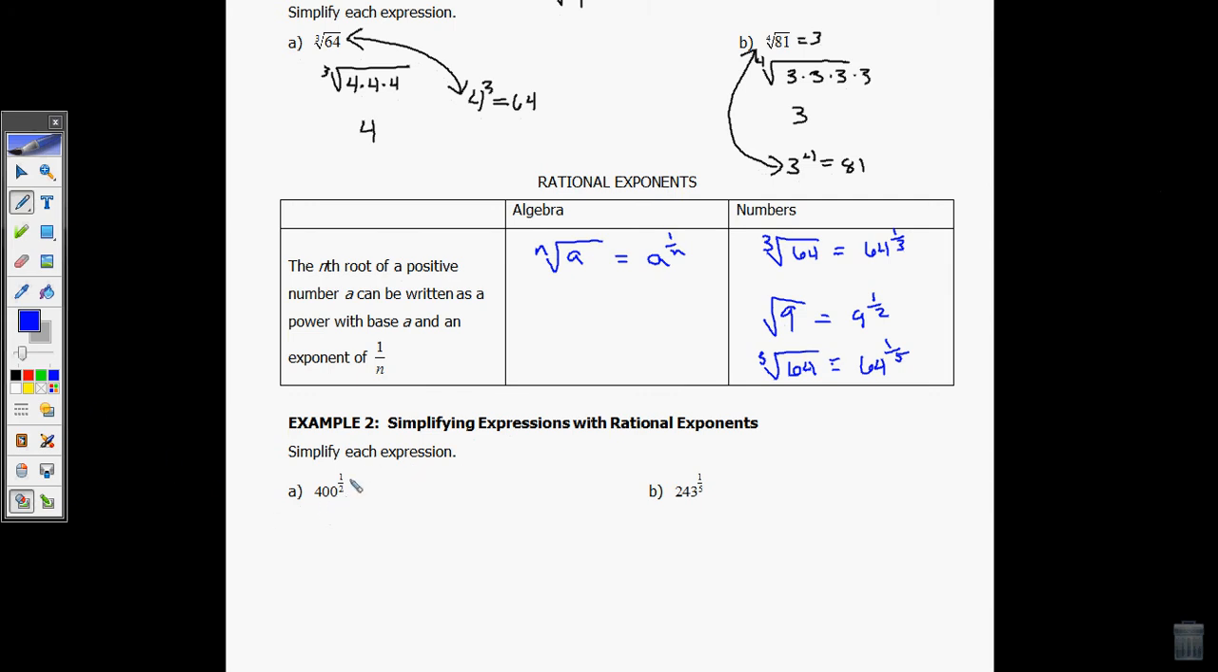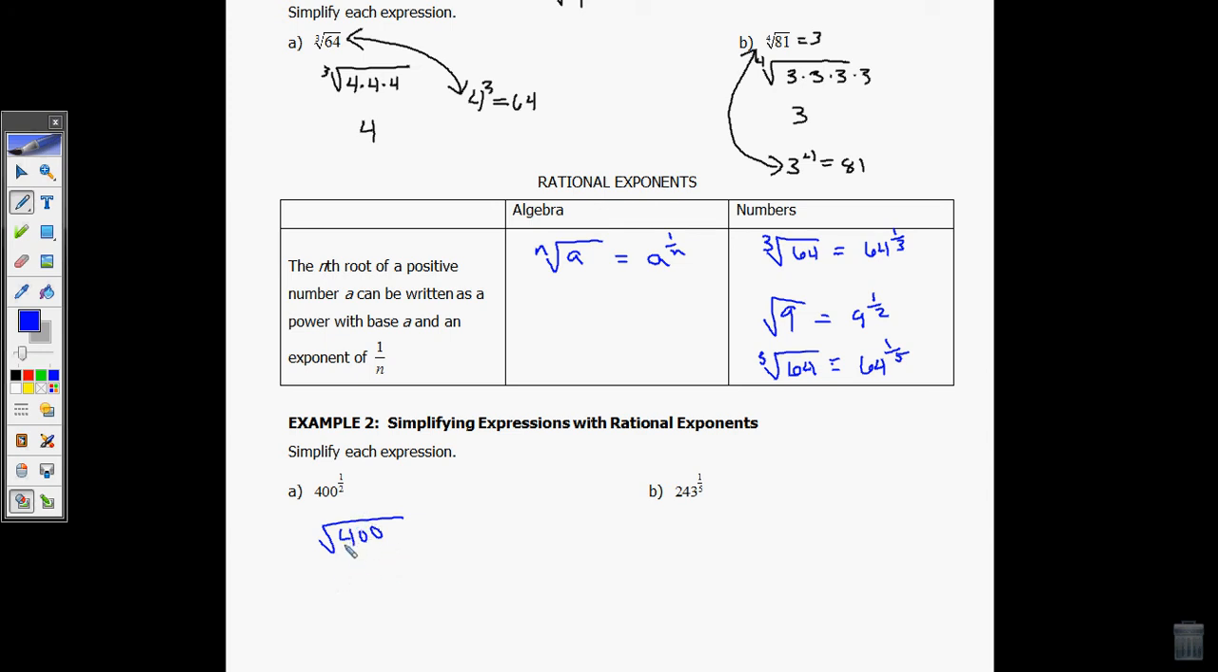I have 400 to the 1/2. Now the important thing that we need to recognize here is that raised to the 1/2, just like I did over here, is the same thing as the square root. So I'm looking for the square root of 400. Now, is it possible for me to actually find the square root of 400, or to at least be able to simplify that? And I think it should be fairly easy.